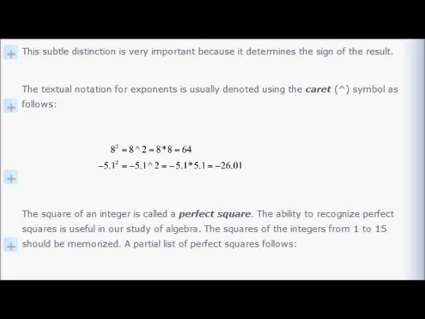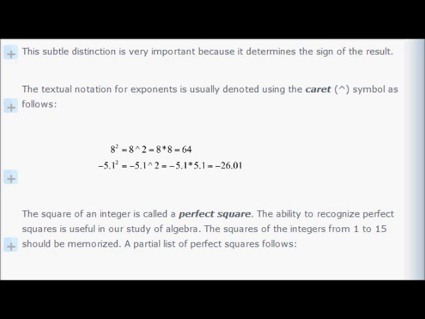Negative 5.1 squared would be negative 5.1 caret 2. Now, again, remember that there's no parentheses here, so you're not squaring negative 5.1, you're squaring 5.1, and then you're multiplying that by negative, so your result is negative 26.01.